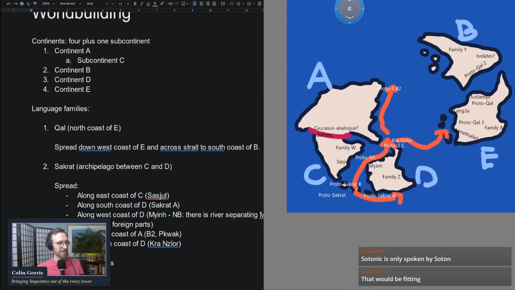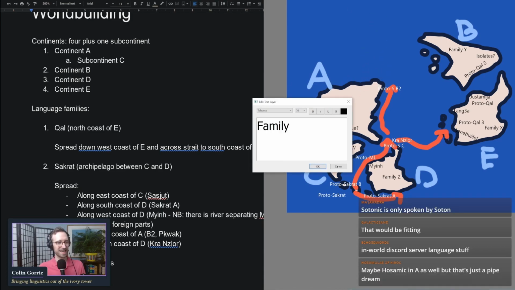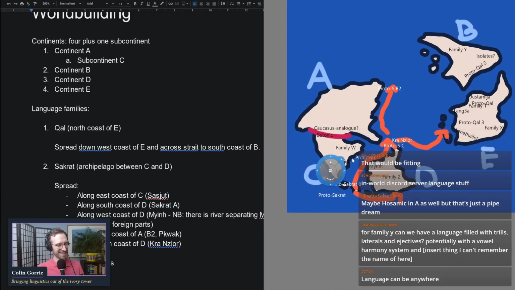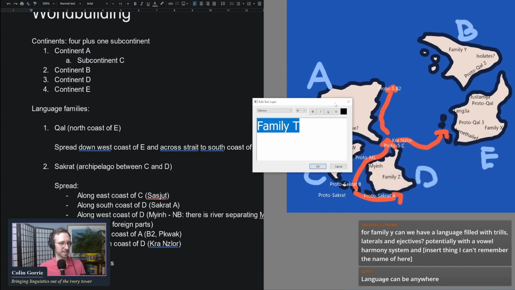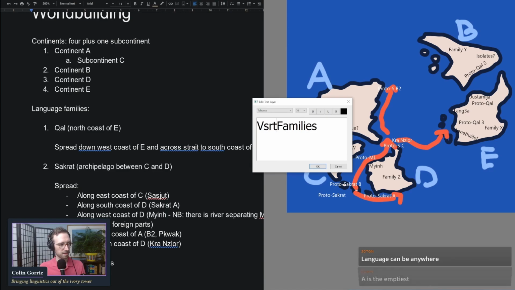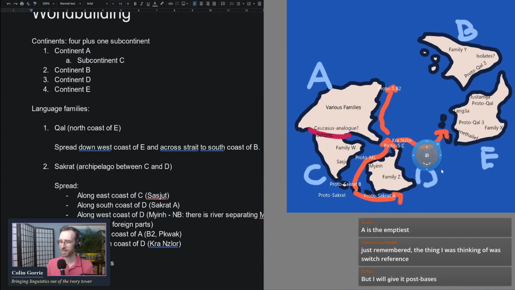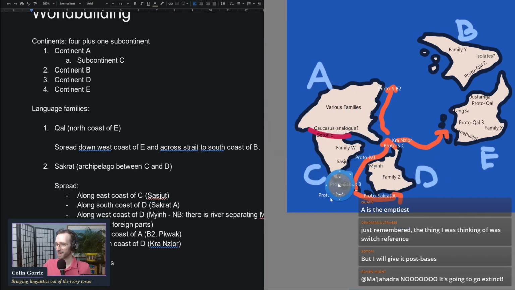Let's see. We need some more. What letter was I at? Did I get to U? I don't know. T. Is it just... Basically, we're just going to have a lot of families here. This whole continent is kind of unexplored by me. We don't know much about what goes on continent A, but we'll have to come up with that later.